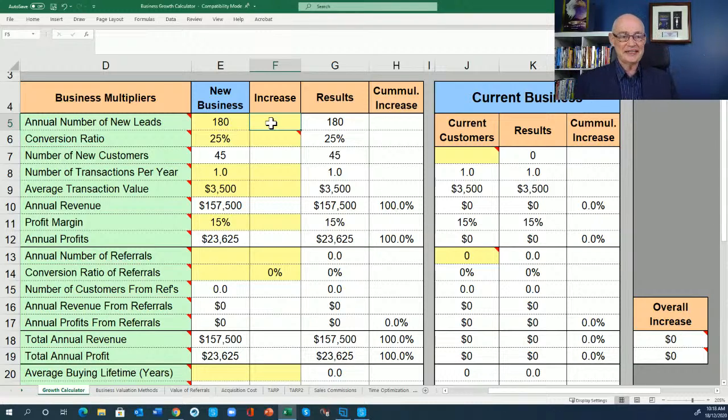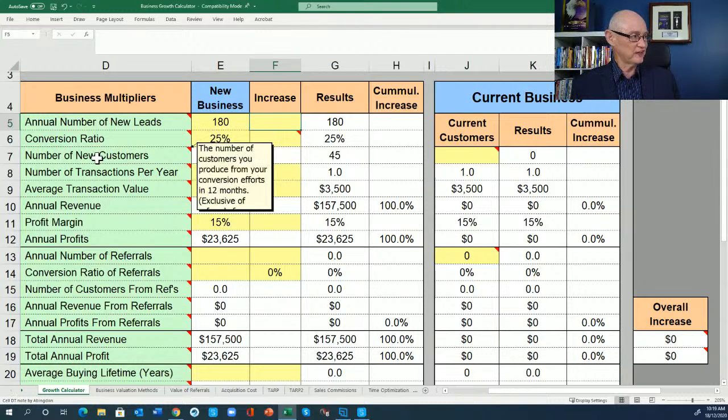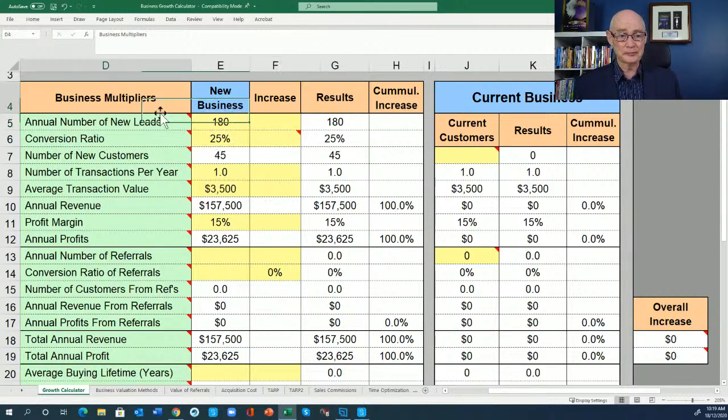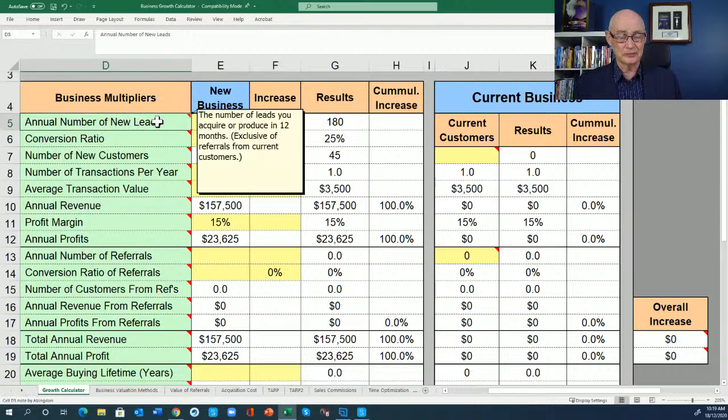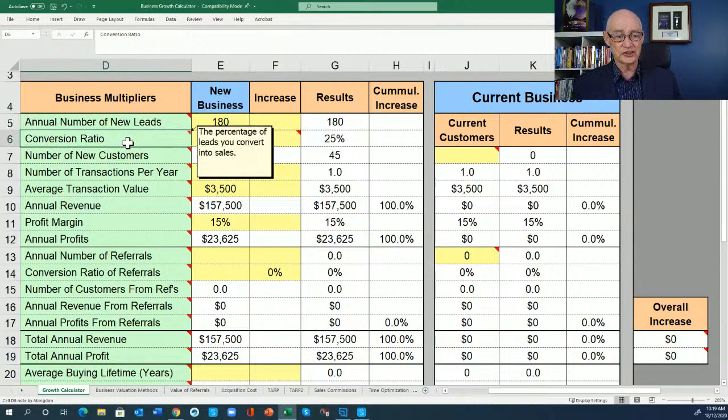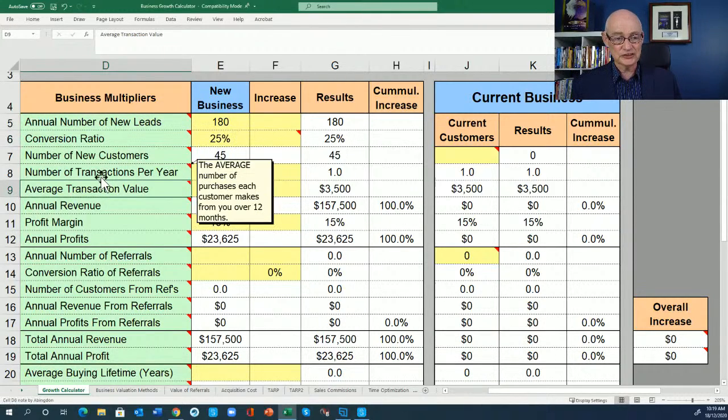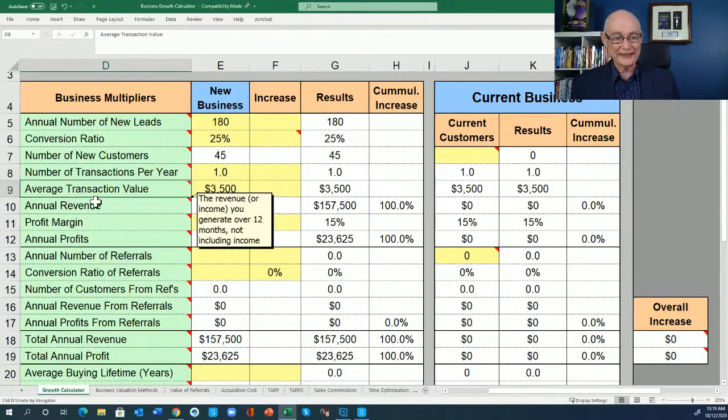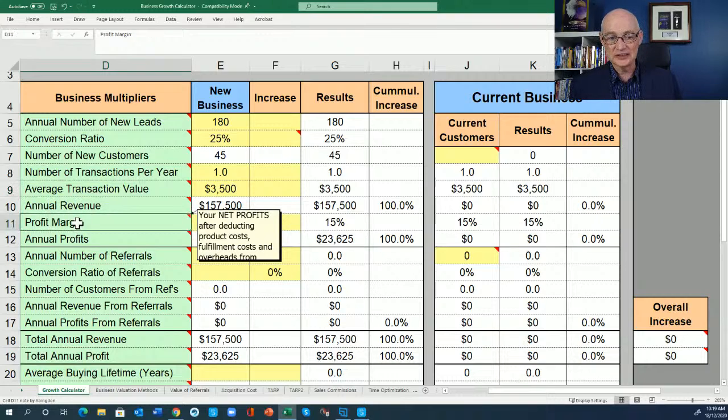What you're seeing here is a calculator, and you're going to see the core fundamental things that are responsible for a business's success. So the number of leads that a business has, the conversion ratio, number of transactions that a person does in a business, how much they spend as a transaction value, what their profit margin is, and a few other little things I could go into, but I just want to keep this training simple.